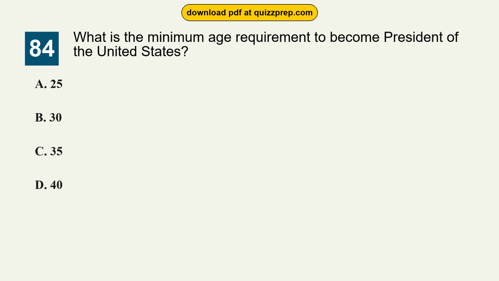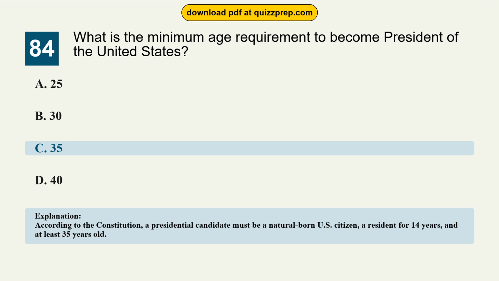Question 84. What is the minimum age requirement to become President of the United States? Option A, 25. Option B, 30. Option C, 35. Option D, 40. The correct answer is option C, 35. According to the Constitution, a presidential candidate must be a natural-born U.S. citizen, a resident for 14 years, and at least 35 years old.